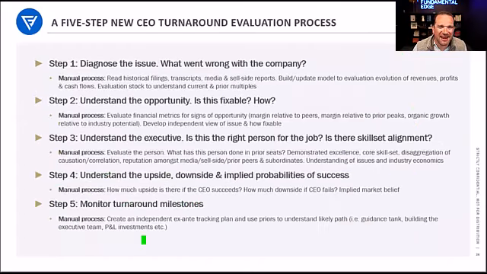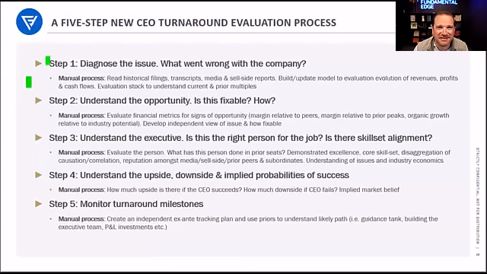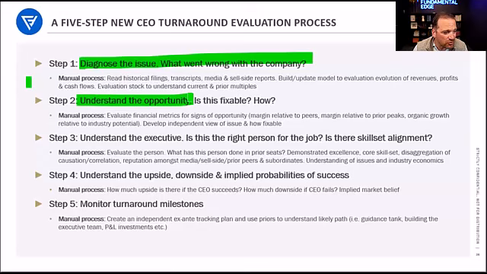And so to take that artisanal manual process of how, if I was in seat evaluating Starbucks with Brian's presence, I really broke it down into a 5-step process. One is diagnose the issue, what went wrong with the company. Try to understand, is this a broken brand? Is this a mature business? Or is this a fixable issue?